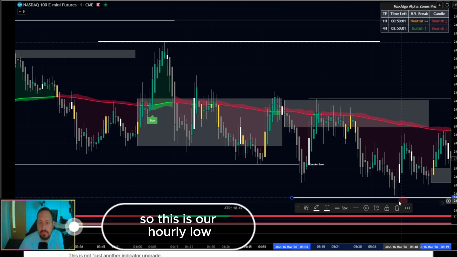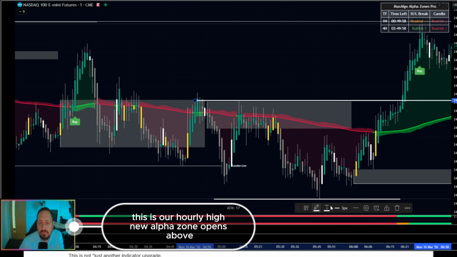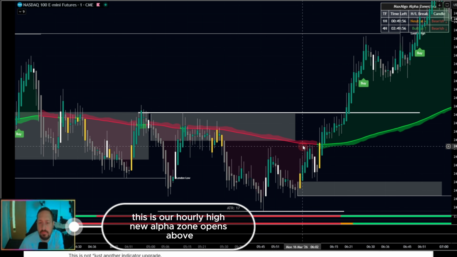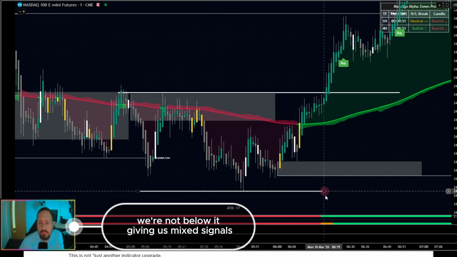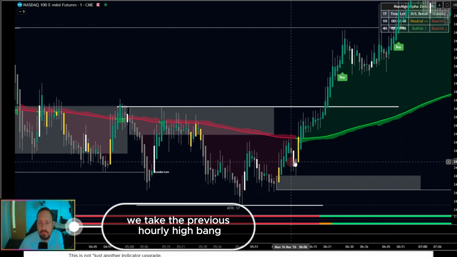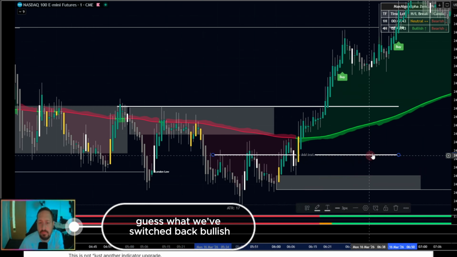So this is our hourly low. Getting bored of me saying this a bit. This is our hourly high. New alpha zone opens above. So even though we're bearish, we're not below it, giving us mixed signals. We take the previous hourly high, bang, guess what? We've switched back bullish.